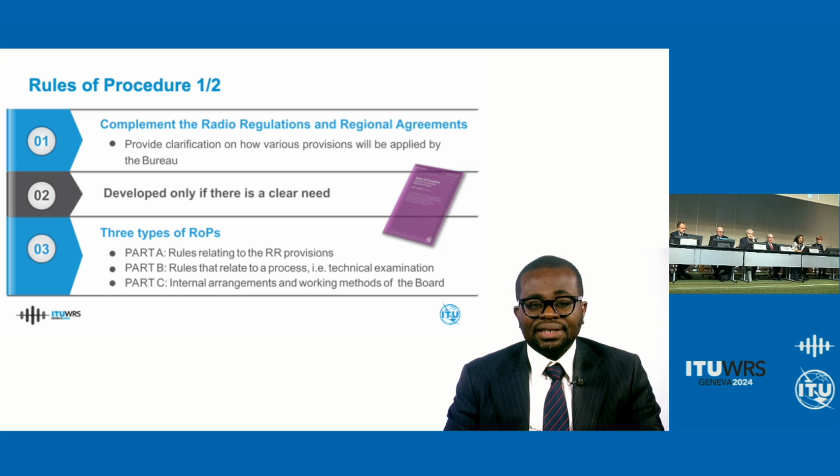The ROPs are organized in three parts. Part A, for rules relating to the provisions of the radio regulations. These are referenced by the specific radio regulations provision to which they apply. Part B, for rules relating to a process, that is a technical examination. It covers various calculation methodologies and technical examination criteria. Part C covers internal arrangements and working methods of the board. It addresses how the board carries out its duties, the timelines for administrations to submit documents, how delayed documents are treated, etc.